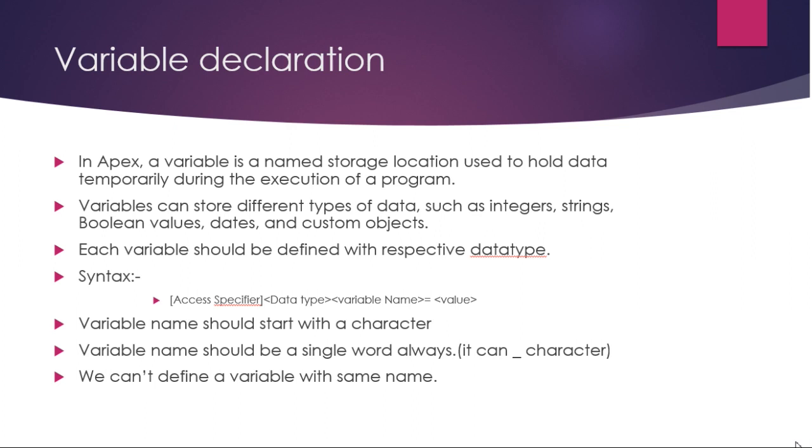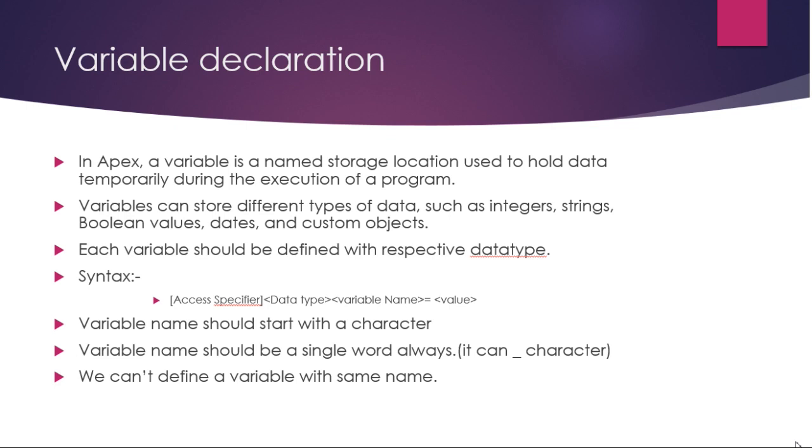The syntax for a variable starts with an access specifier, and then after that will be a data type and the variable name, with assignment equals to the value that we are assigning. So before defining a variable, we have to specify what data type it is. Is it an integer type, is it a string type, is it a Boolean type, we have to define that. So there are some key points to remember when we are defining a variable.